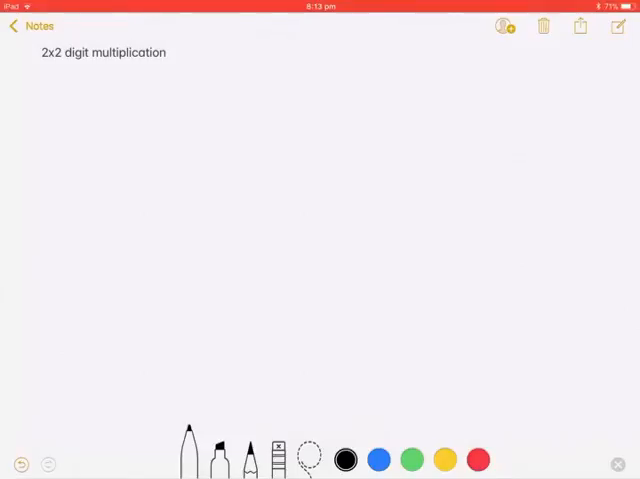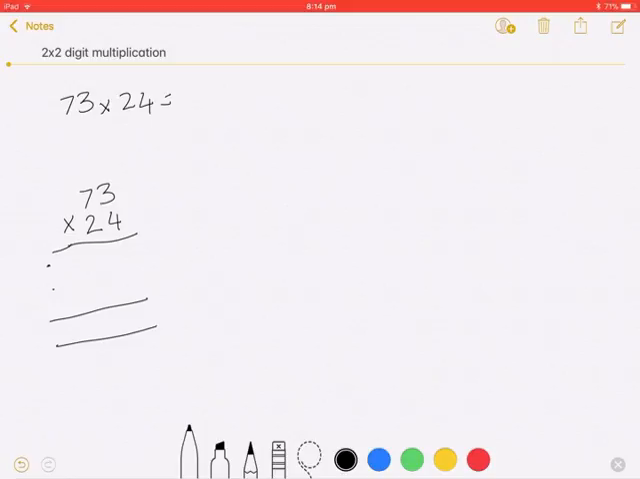2 by 2 digit multiplication. So this time if we see something 73 multiplied by 24, we can set that out differently. We can do 73 multiplied by 24. Now, when I draw the lines for the equals for this, I'm actually going to leave 2 lines here before I put my equals down the bottom there.